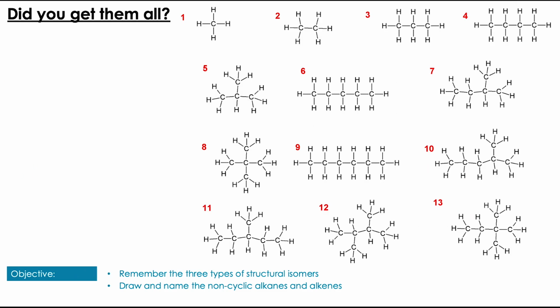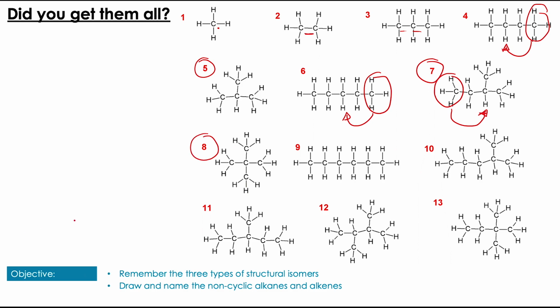Okay, how many did you get? As I said, there were 13 in total. The first 3, there are no isomers, because we can't move any of those methyl groups. But if we take straight chain butane and we move that methyl group into the center, then we end up with our 5th one here. We can do the same with our straight chain heptane. We can form the 7th one, and we can also take a further methyl group and place it onto that same carbon to make the tertiary isomer there, number 8.